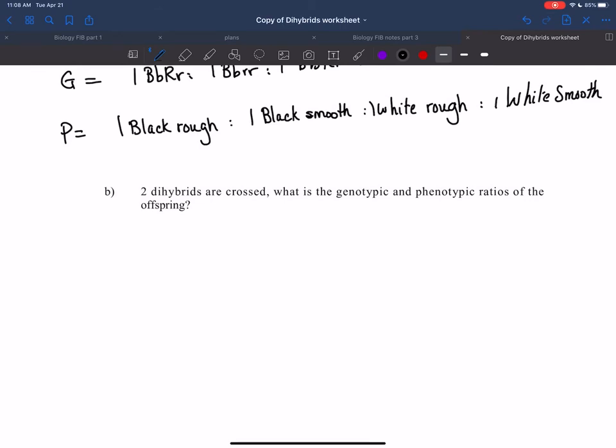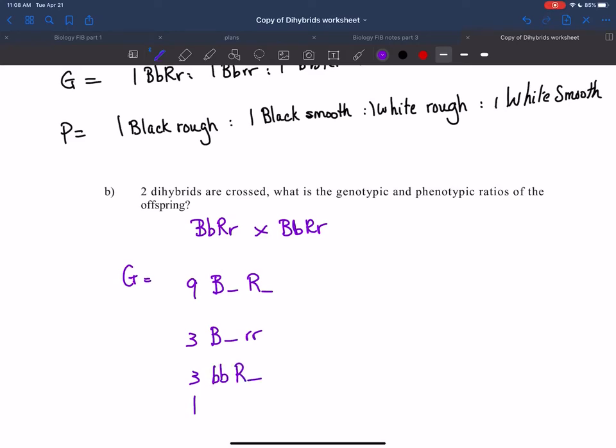Okay. And then it says, what are two dihybrids crossed? What is the genotype and phenotype ratios of the offspring? When I have two dihybrids, that means I have this. And anytime we have two dihybrids, we said that we always have a 9 to 3 to 3 to 1 ratio for both the genotype and the phenotype. So for the genotype ratio, I'm going to put 9 are going to be dominant for both, 3 dominant for one, recessive for the other, 3 recessive for one, dominant for the other, and 1 is recessive for both.